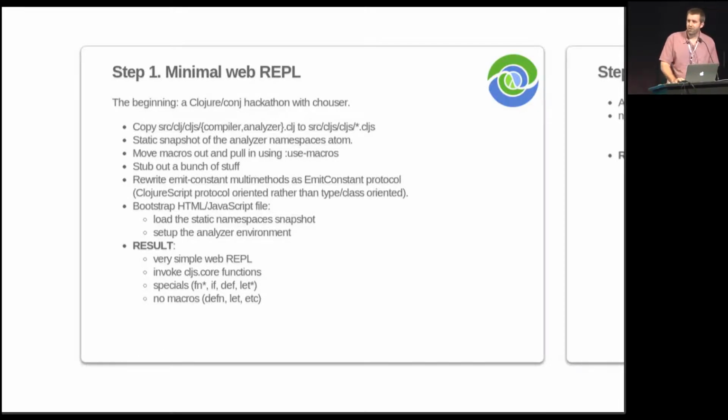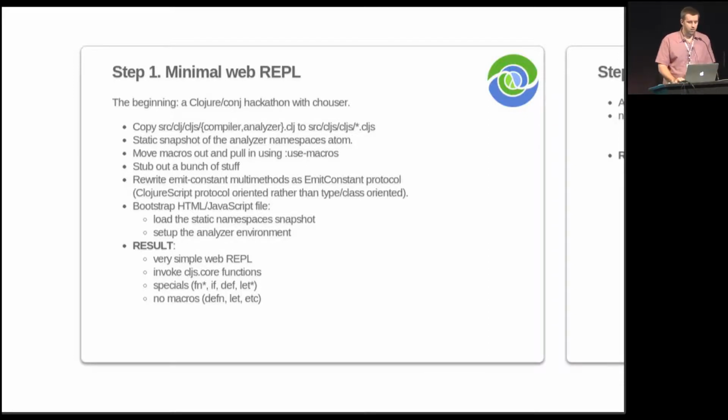So the beginning of this whole thing was several months ago at ClojureConj in November. Chouser and I got together and should have been listening to sessions and did some hacking, and we actually got a real minimal ClojureScript REPL working that was written in ClojureScript, or basically, the first stage of the port. And what that involved is we took the compiler and analyzer.clj files from the ClojureScript compiler, copied them to the ClojureScript directory, and then we had to do something which allowed this whole process to really be possible, and it wasn't obvious at first what we needed to do here.